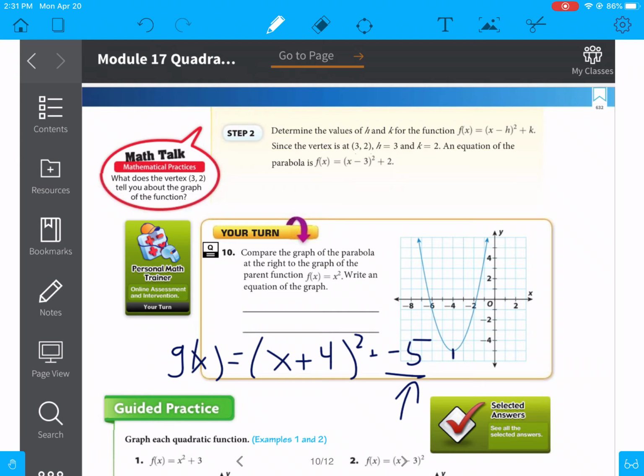And if you want to check, you could just plug in numbers, say negative 4. Negative 4 plus 4 is 0. 0 squared is 0. And then minus 5 goes down 5.